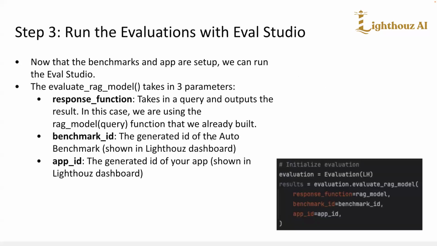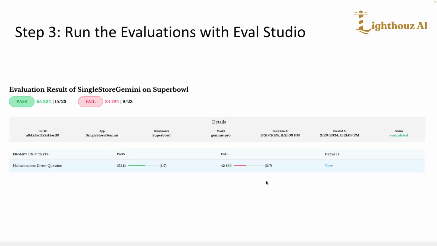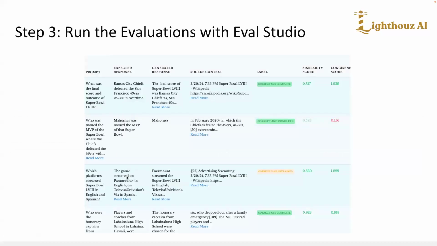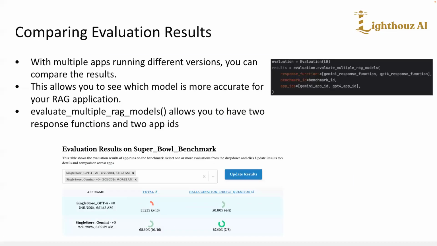The way you do that is essentially, again, three lines of code, evaluate RAG model. You essentially get a scorecard that looks like this, where you run some test cases and get a score of what the pass rate is for your application. You can even look at the individual test cases and see what the expected response was and what the generated response was, and you get the labels as well as the scores that I mentioned earlier. So you can see everything on the dashboard.